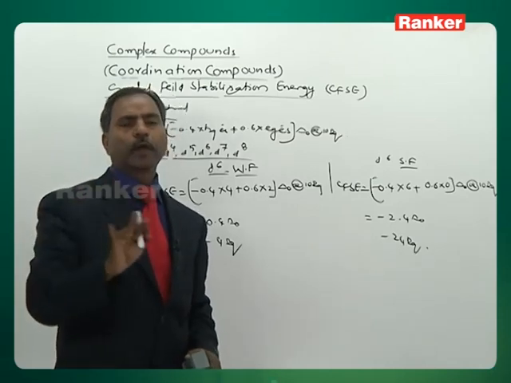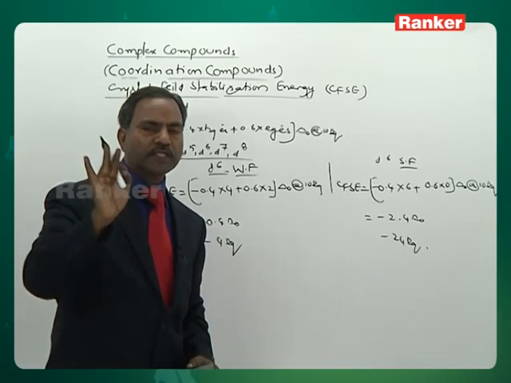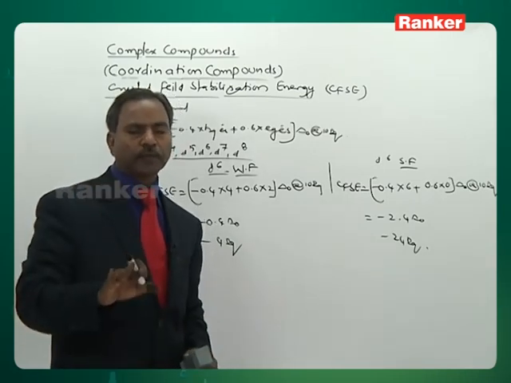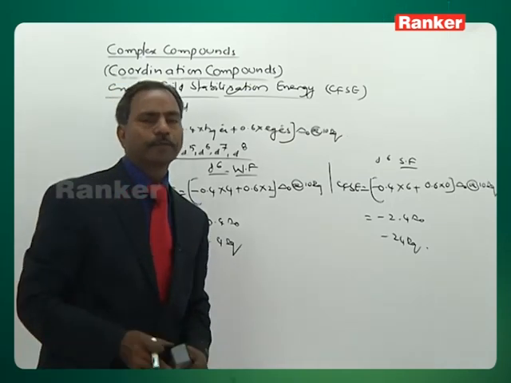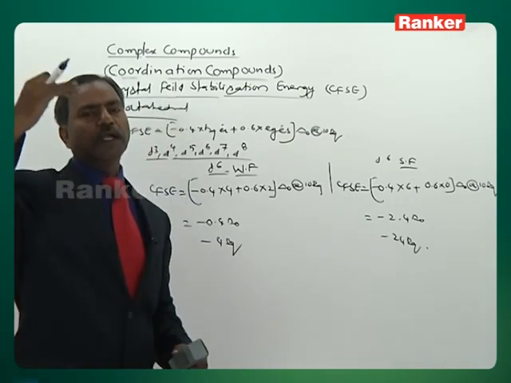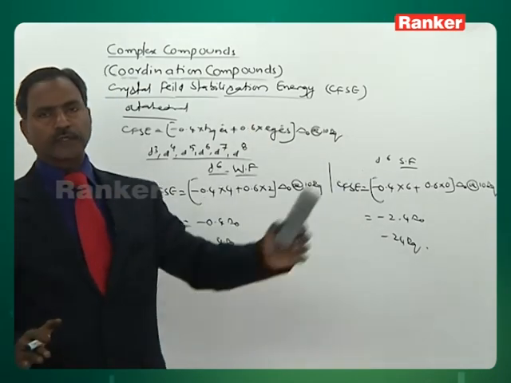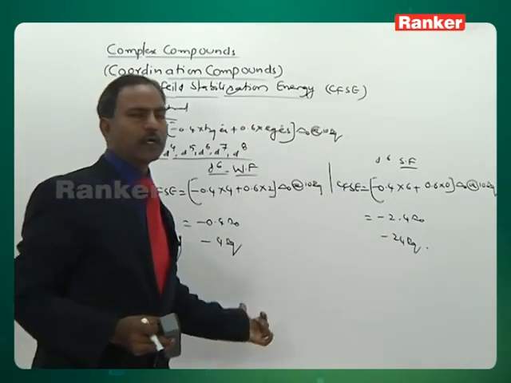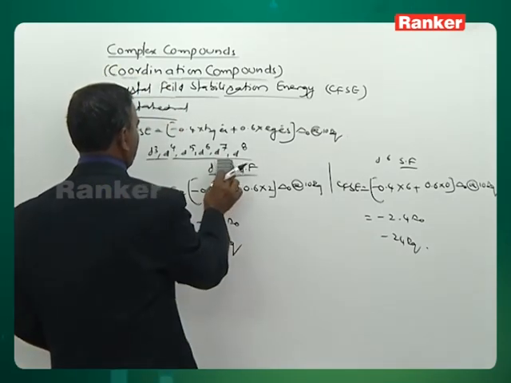So octahedral geometry with the d6 configuration, weak field, the stabilization energy gained is lowest. Octahedral geometry with the d6 strong field ligand, the stabilization energy is highest. That is, the highest is minus 24 and the lowest is minus 4. Now let us see two more configurations that are left over.